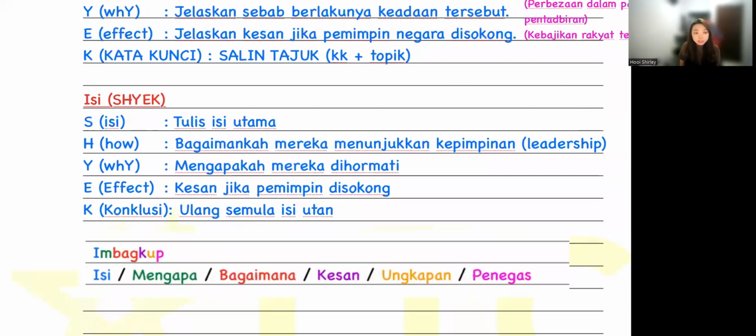The I means isi, which is our S. The mengapa is why, our why. Bagaimana is our H. And then the kesan is our effect. And then the penegas, the ayat penegas, which is the conclusive over here.